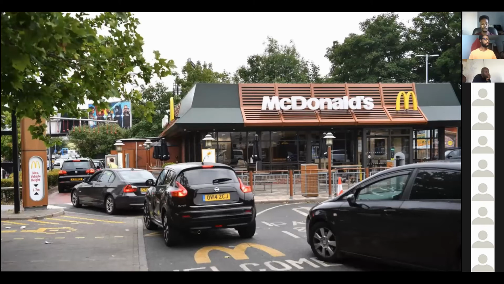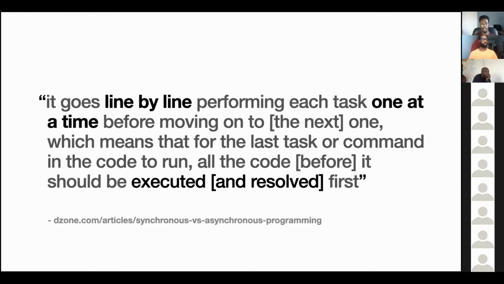To give it a description, when we say synchronous, we essentially mean that your program is going line by line, performing each task one at a time before moving on to the next one. This means that for the last task or command in the code to run, all the code prior has to be executed, but not only executed, it needs to be resolved first before it gets to the last task or command.